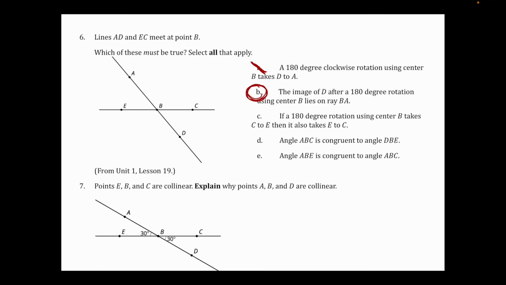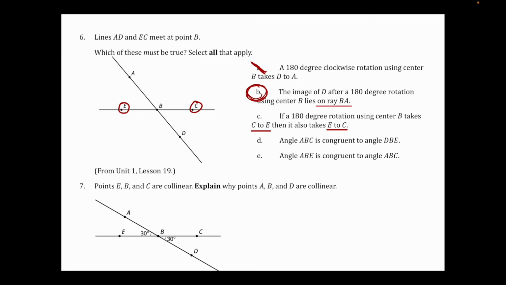The image of D after 180 degree rotation using center B lies on ray BA, and this is just literally because we don't know the exact distance. So even though the logic seems correct for A, that kind of got me at first too, not quite correct of an answer. Okay, the third option, so option C, if a 180 degree rotation using center B takes C to E, then it also takes E to C. So if it takes one to the other, then it should take the other to the original.